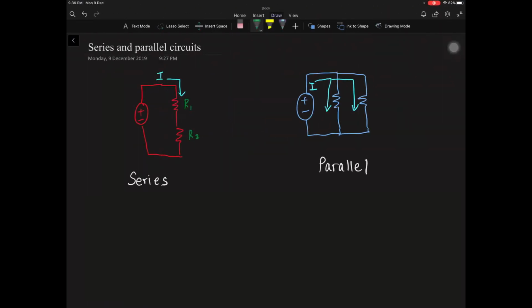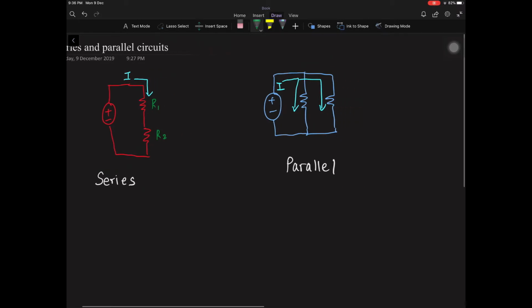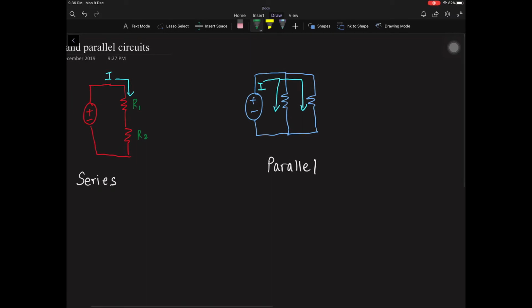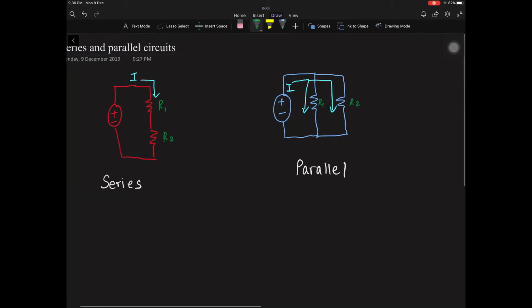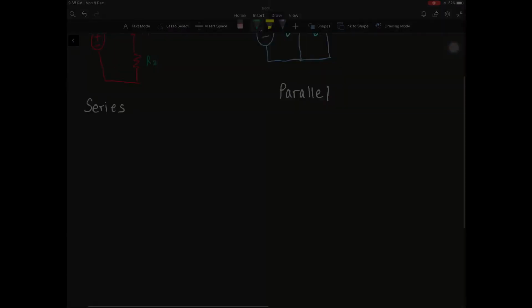In the series circuit, as you can see, the tail of R1, resistor number 1, is connected to the head of R2, and it can be concluded that the resistors are in series. While in the parallel circuit, the head of resistor R1 is connected to the head of resistor R2, so it can be concluded that the resistors are in parallel.